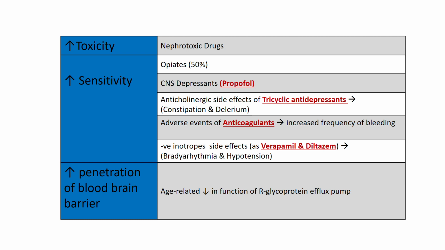Finally, there will be increased penetration of the blood-brain barrier. Why? Because there will be an age-related decline in the function of the P-glycoprotein efflux pump, which allows the drugs to cross the blood-brain barrier at a higher rate.